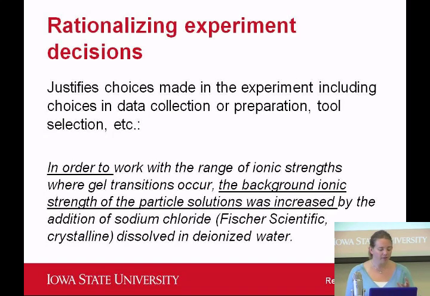So we have an example here. In order to work with a range of ionic strengths where gel transitions occur, the background ionic strength of the particle solutions was increased. So we have an explanation, a rationalization of why the authors chose to do something. And without that explanation, the readers might be left wondering why the authors made a certain choice. So this is really that place where you explain the purpose for the choice that you made.